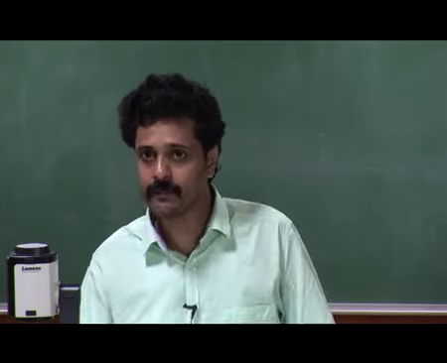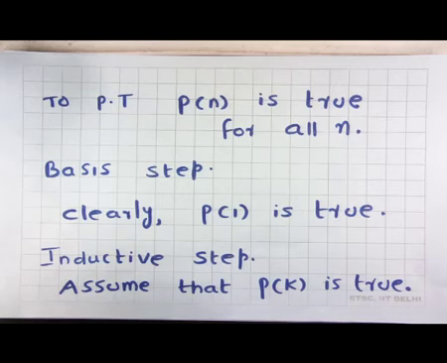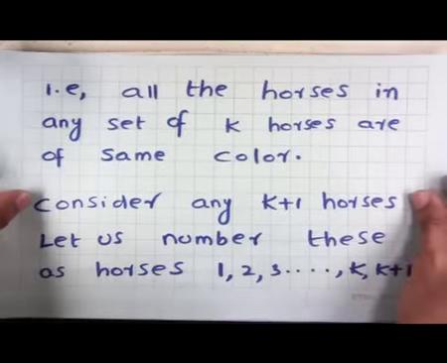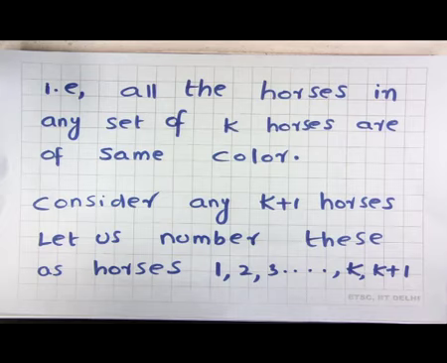Assume that P of k is true. To be explicit, our assumption is that all the horses in any set of k horses are of the same color. Take any set of k horses that are of the same color. This is our assumption. Now, let us try to prove P of k plus 1.